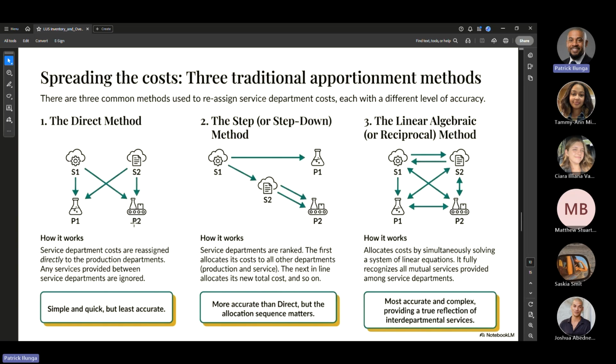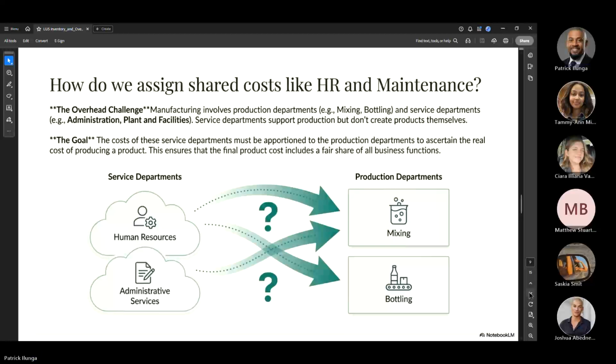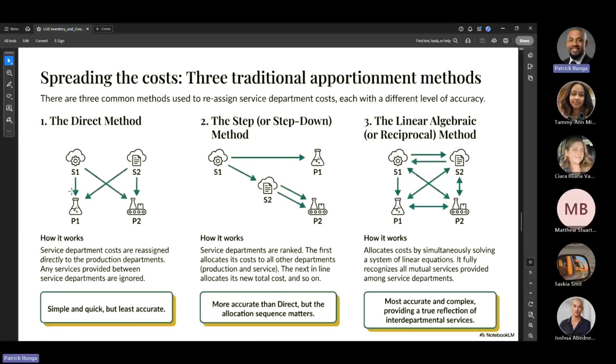We could use a percentage, by the way. We could say 30% of S1, of HR. So meaning production 1. What is production 1 here? For this example, mixing. Mixing requires only 30% of people. The other 70% would go to the actual bottling. Do you understand? So very simple. We allocate, we assign these costs directly to the production department. Or we can use something that is more accurate.